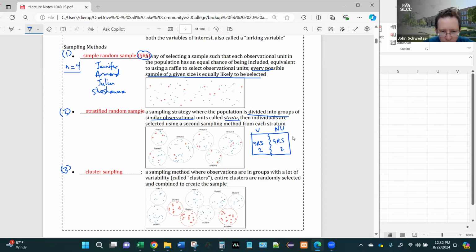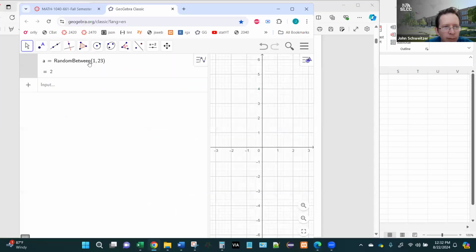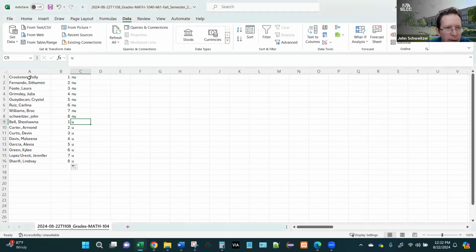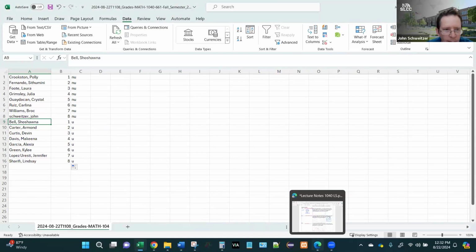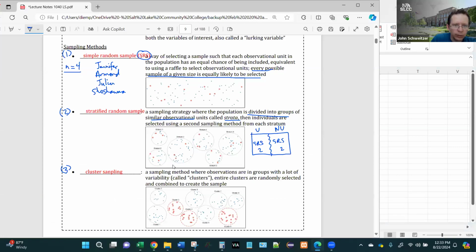Okay, so we need a random number generator. Well, that's what GeoGebra is going to do for us. We're going to go random between, and now instead of 23, we're going to be going between 1 and 8, right? Let's do the Utah folks first. I'm going to get a number between 1 and 8. I hit enter, and I get the first person from the Utah group. Who is that? That is Shoshana. Shoshana is number 1 in the Utah group, so Shoshana is in our sample.